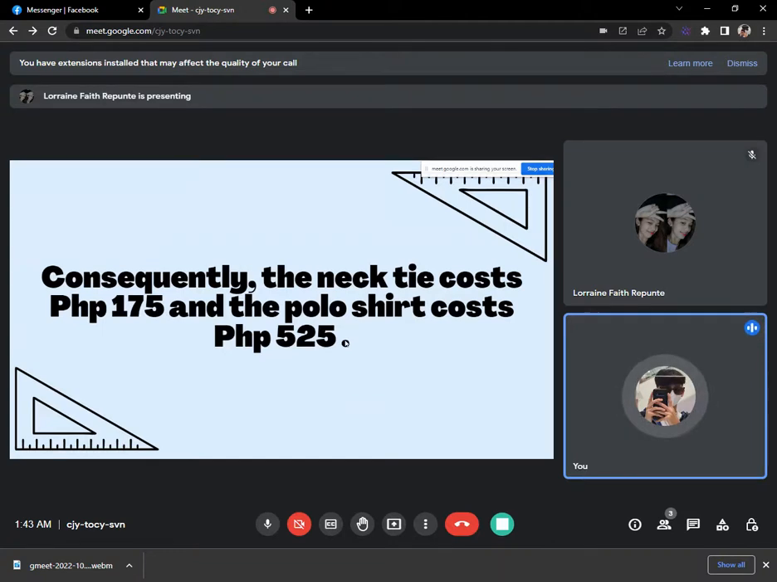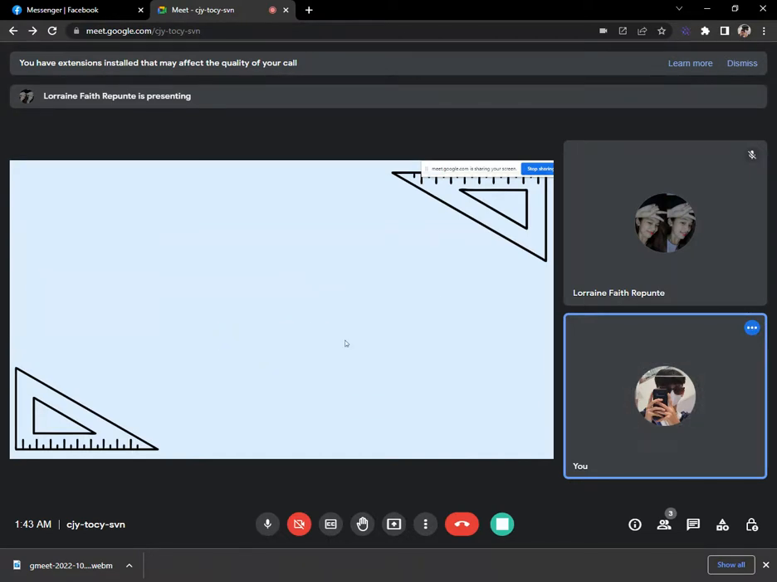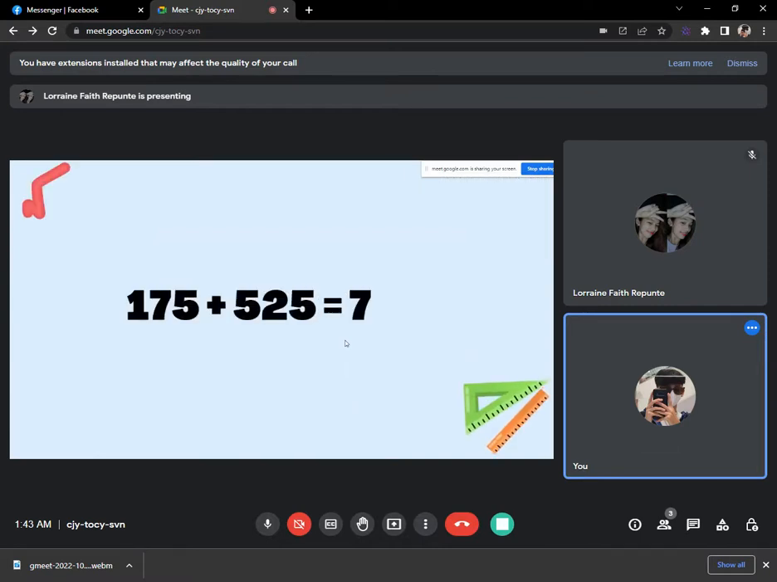How can we be sure that this is correct? To verify the answer, let's review the solution. We see that 175, which is the cost of the necktie, plus 525, which is the cost of the polo shirt, the total is 700 pesos. 175 plus 525 equals 700. So it is correct.